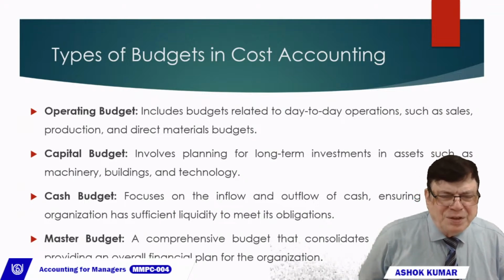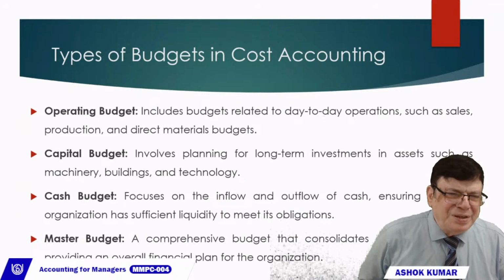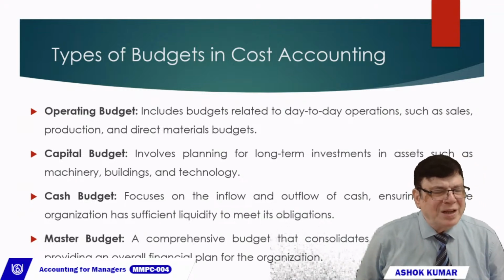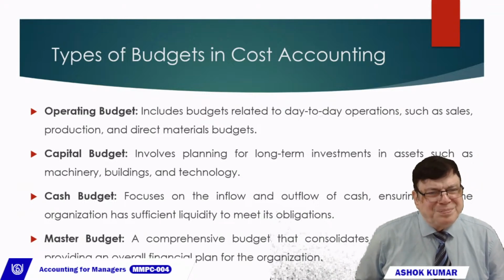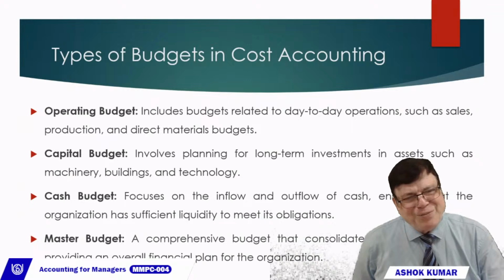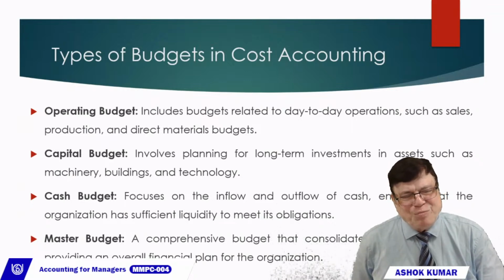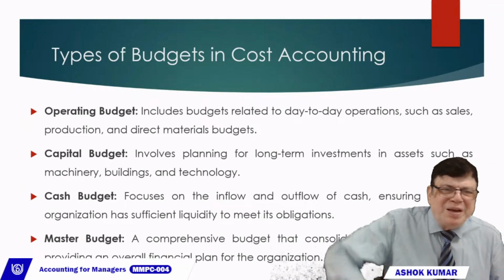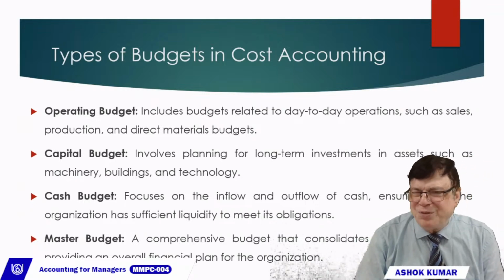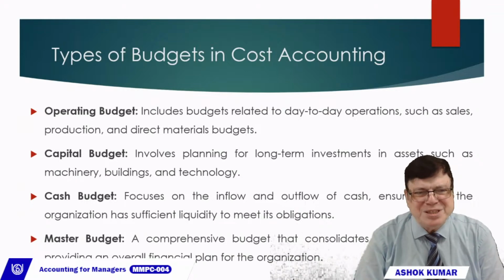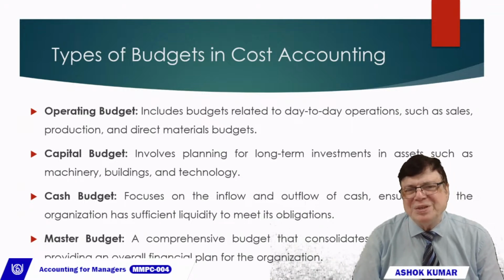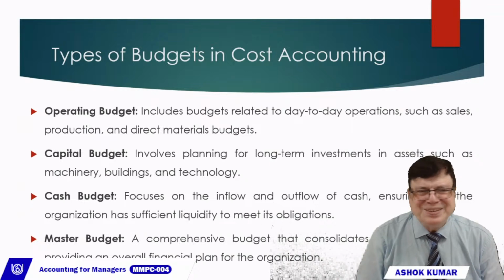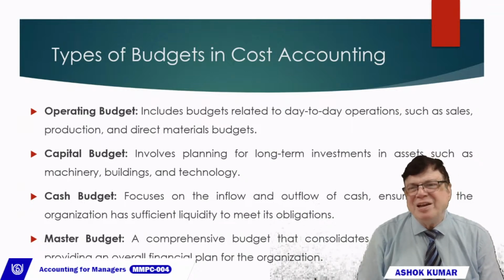Suppose in the first production cycle you needed working capital of, say, 1 lakh rupees. In 3 months you will receive the sales money, so again you can start production. So you have to make budgets, and then see how much actual expenses there were. The operating budget concerns the operations and includes budgets related to day-to-day operations: sales, production, and direct material budgets.